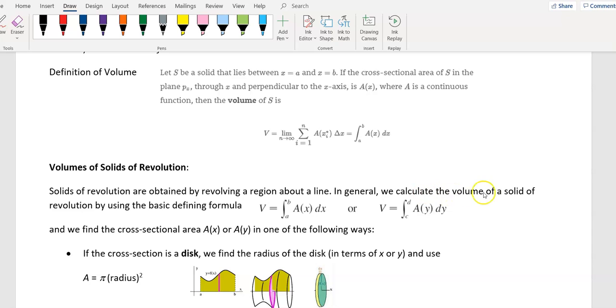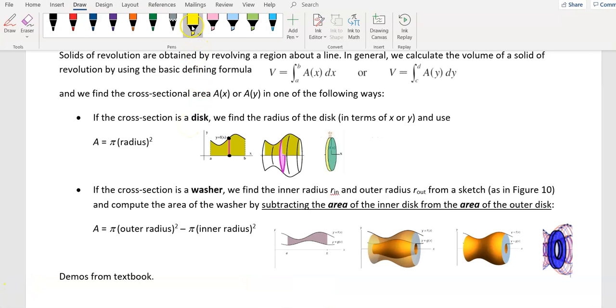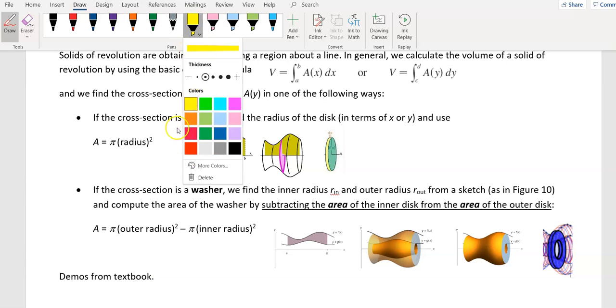In general, we calculate the volume of a solid of revolution by using the basic defining formula, which is volume is equal to the integral of your function A of x evaluated from a to b, or if doing this in terms of y, the volume is equal to the integral of your function A of y evaluated from c to d. And we find the cross-sectional area, A of x or A of y, in one of the following ways. If our cross-section does not have a hole in the middle, we call that a disk.